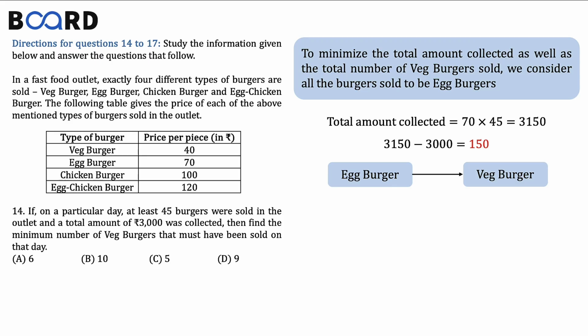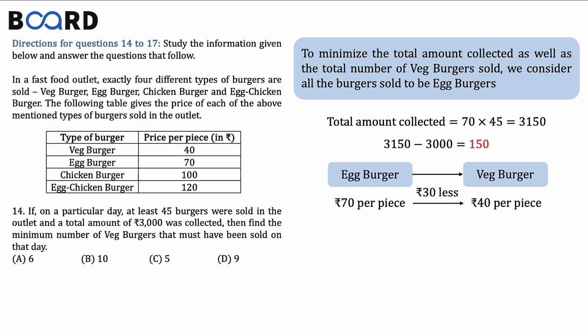One egg burger into a veg burger. If I do that, what is the total drop in the amount? Because I know I have to drop it by 150 rupees, right? So egg burger costs 70 per piece, veg burger costs 40 per piece. So the drop has to be rupees 30, right?